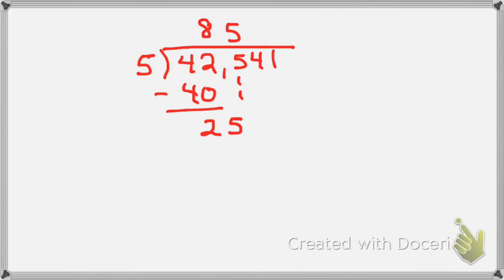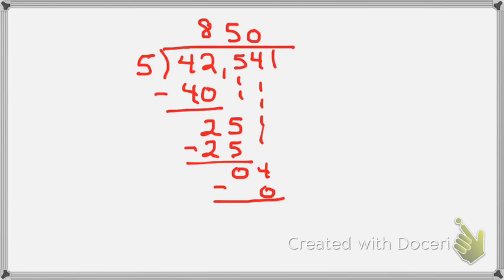So then repeat the process, right? 5 times 5 is 25. Subtract the two numbers and you get? 0. So then I bring down the 4. Does 5 go into 4? So what do I put? A 0. What is 0 times 5? 0. What is 4 minus 0? 4. Okay? Then I bring down the 1.